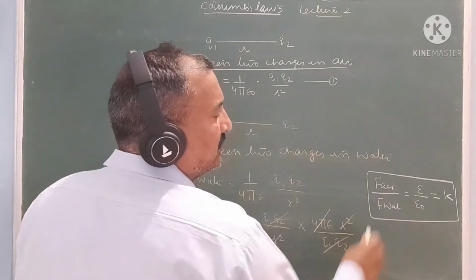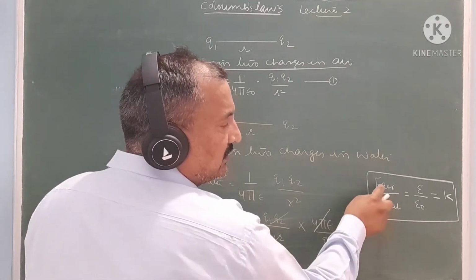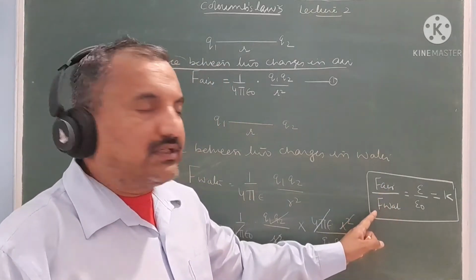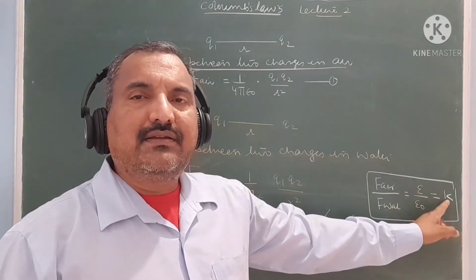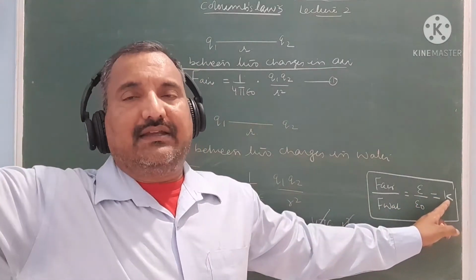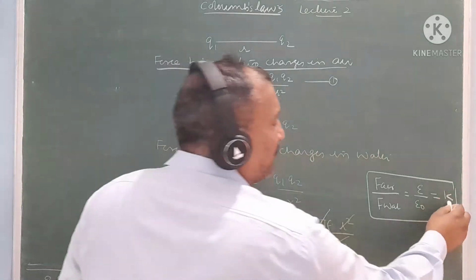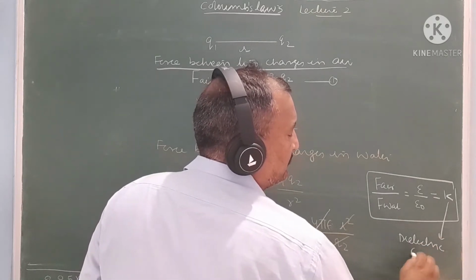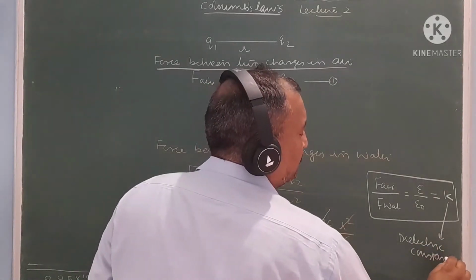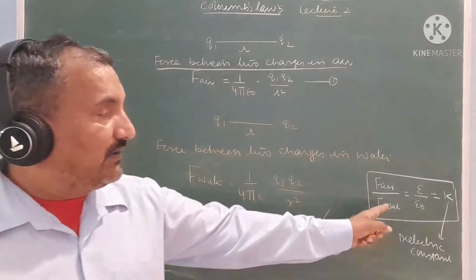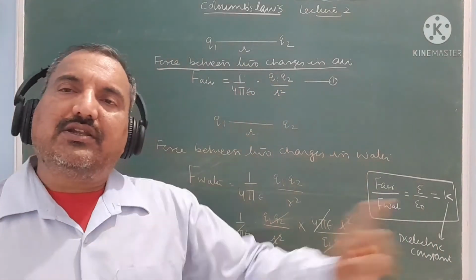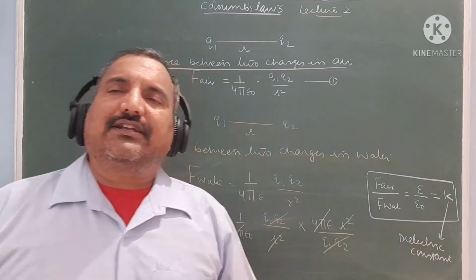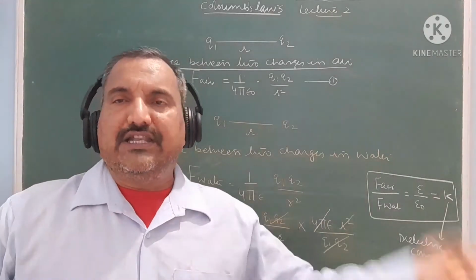Now, so force in air and force in water are related by K. This K is different from that K. This is known as the dielectric constant. Before, K was a proportionality constant whose value is 9 into 10 raised to 9. But here it is a dielectric constant, and it has different values.